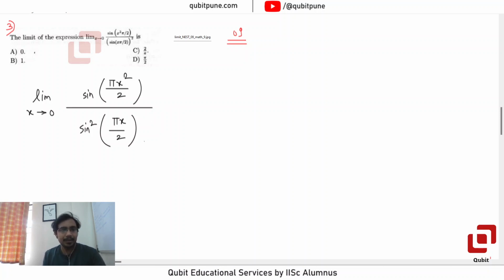And well, in almost every case it will be in 0 by 0 form, and even here you see it is already in the 0 by 0 form, right? Sine 0 is 0, sine 0 is 0. So can we apply L'Hospital's rule there? Yes, we can apply L'Hospital's rule here. Okay, let's do it.